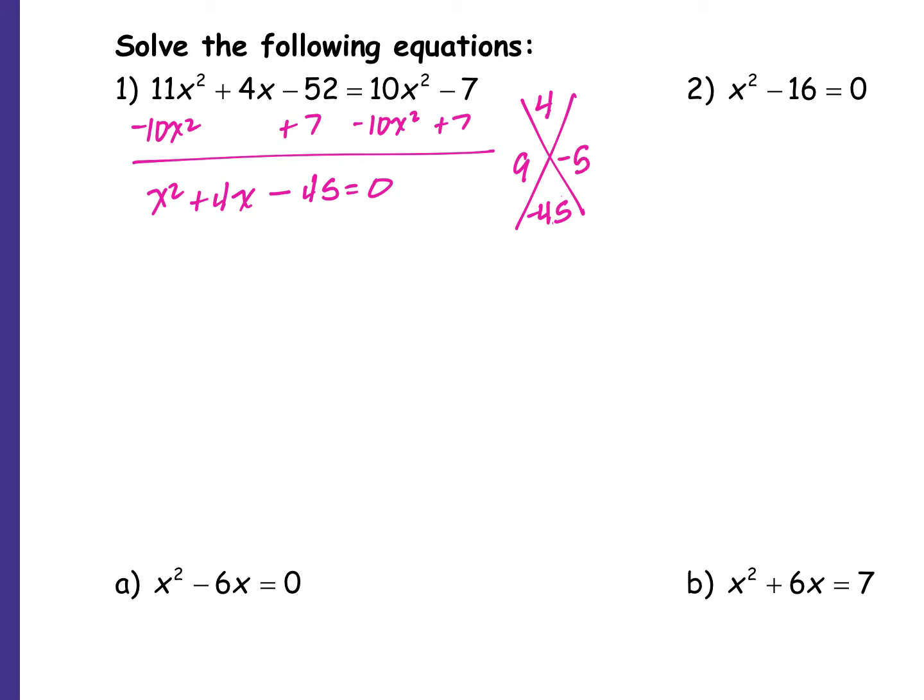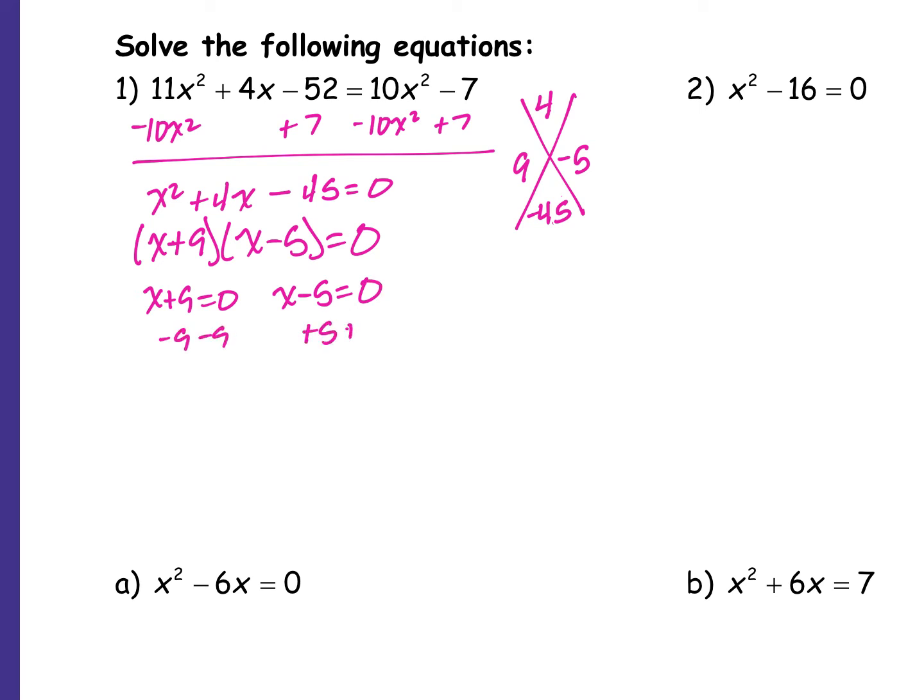Yeah, that's correct. So this factors to x plus 9 times x minus 5, and that equals 0. So now I have two things multiplied together that equal 0, so I can set each equal to 0. I can say that either x plus 9 equals 0 or x minus 5 equals 0. And then just solve. So x is going to equal either negative 9 or positive 5. Questions on that one?